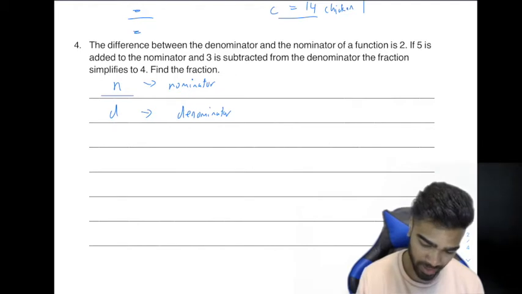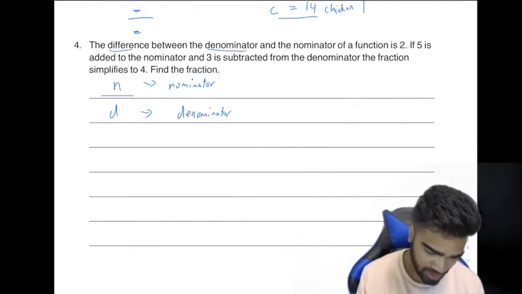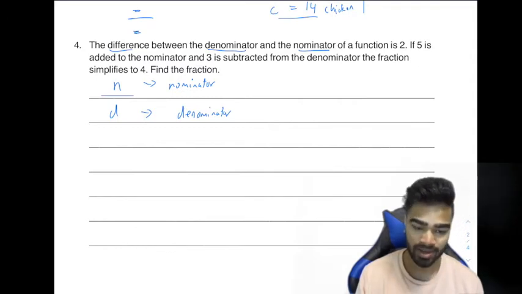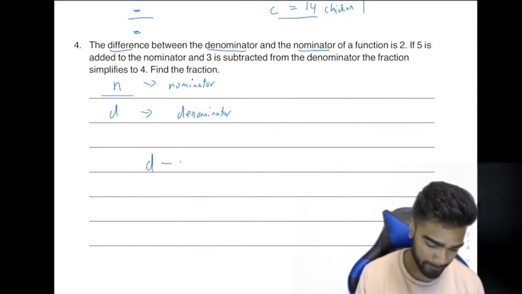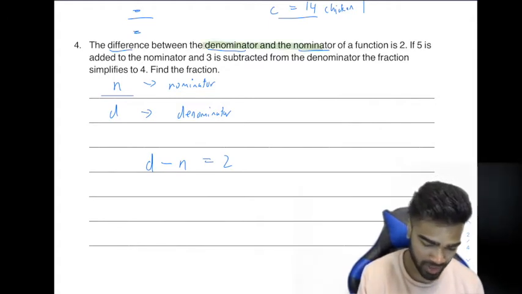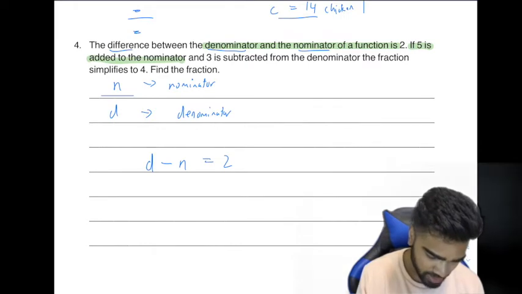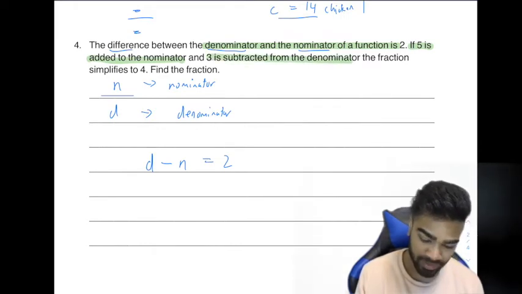So numerator and denominator. The question is saying that the difference between the denominator and the numerator is 2. So that means d minus n is equal to 2. That's literally what the first part of the question is telling us. Next, this one's a little bit trickier. It says if 5 is added to the numerator and 3 is subtracted from the denominator.